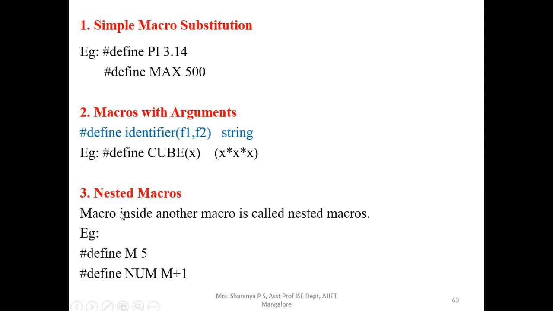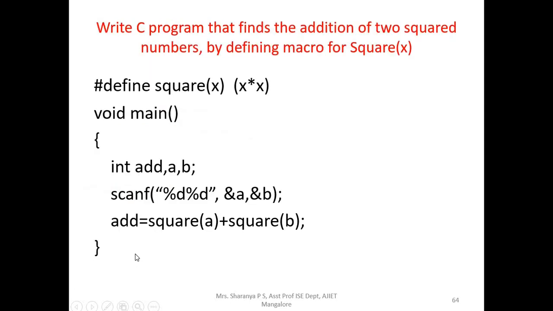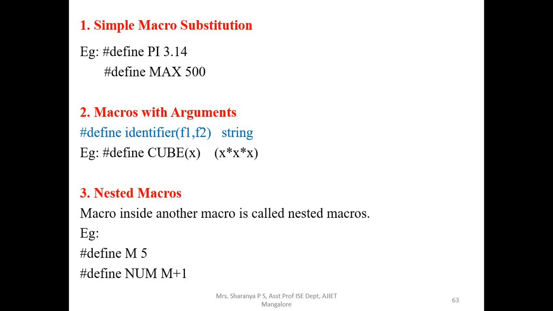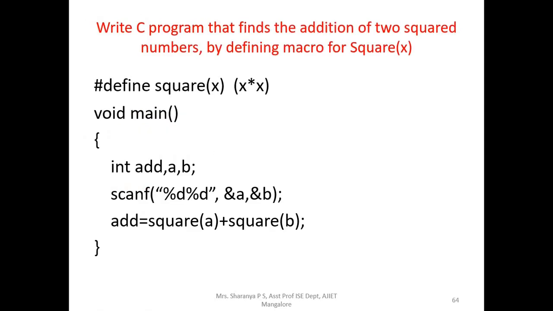And the nested macro, here one macro is defined inside another macro. If we see the example, hash define m 5, that is, wherever there is an m, it will be replaced by 5. If we make use of this m in one more macro, then it will become a nested macro. Look into the example, hash define num m plus 1, m refers to 5, plus 1, that is 6, is the value of the num variable.